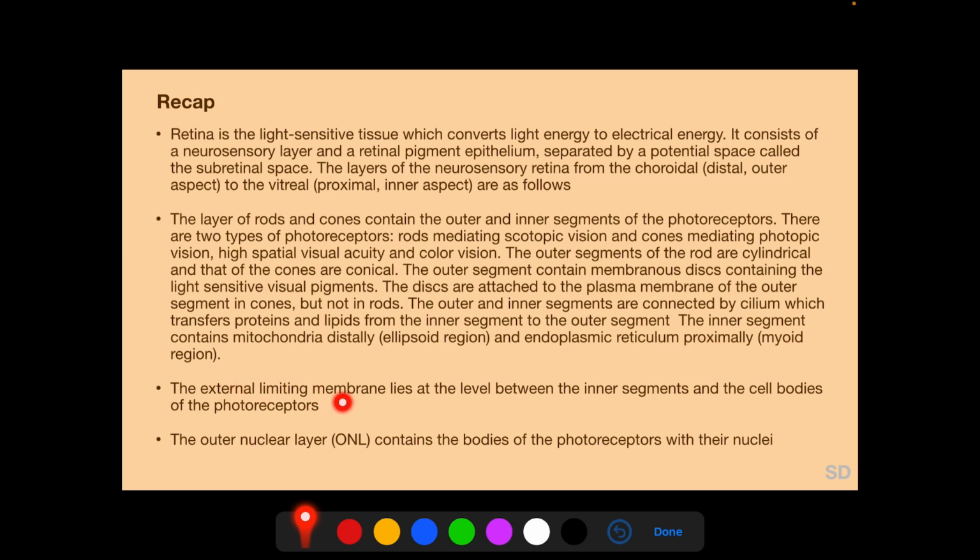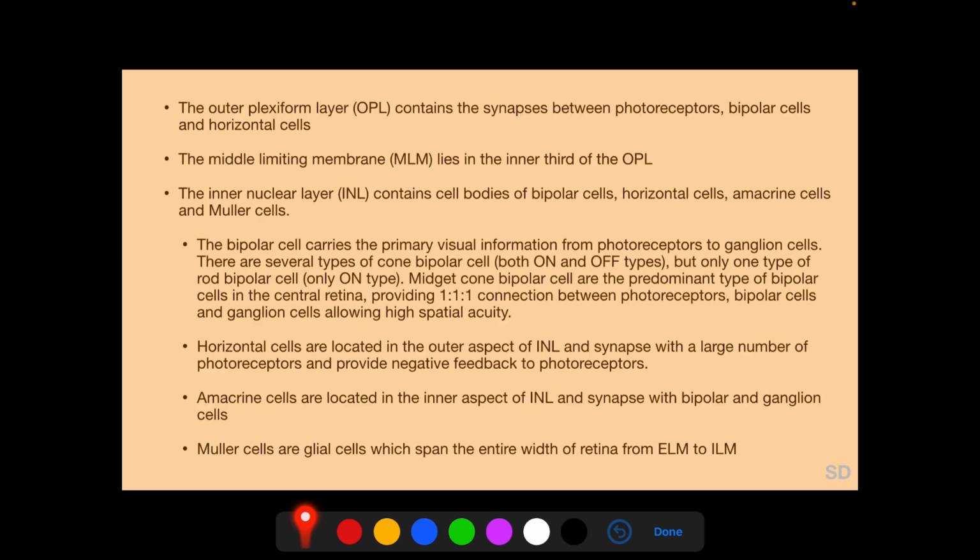The external limiting membrane lies at the level between the inner segments and the cell bodies of the photoreceptors. The outer nuclear layer contains the bodies of the photoreceptors with their nuclei. The outer plexiform layer contains the synapses between photoreceptors, bipolar cells, and horizontal cells. The middle limiting membrane lies in the inner third of the outer plexiform layer.